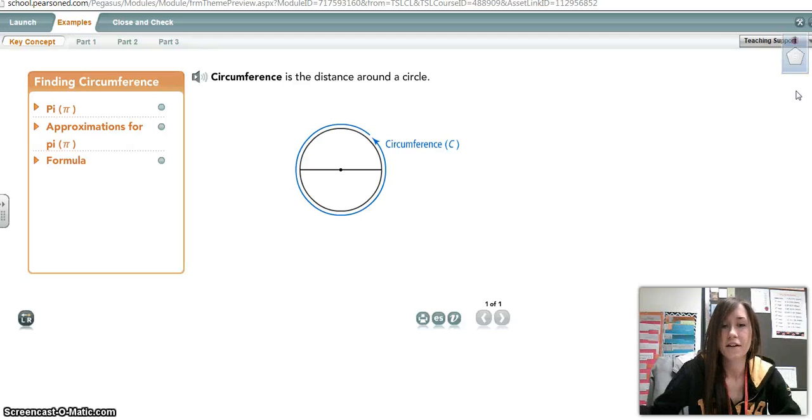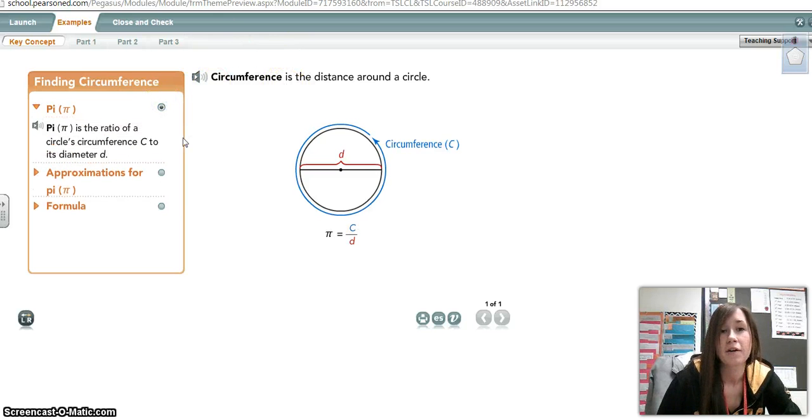Hi, this lesson 11-2 is about the circumference of a circle. The circumference is the distance around the circle. It's kind of like perimeter is the distance around a rectangle. Circumference is the distance around a circle. We just use a special name for it because it's a circle.